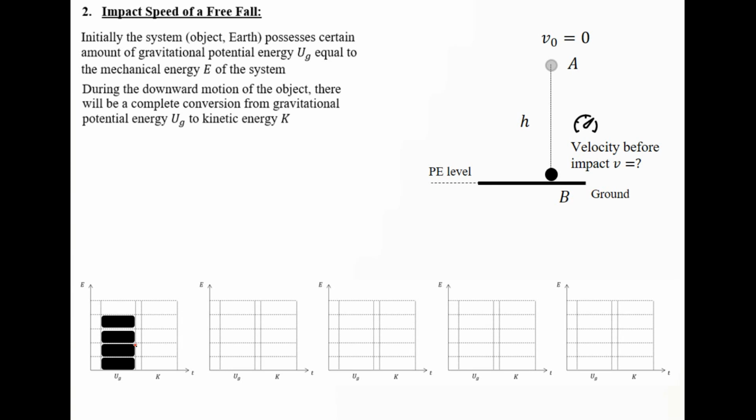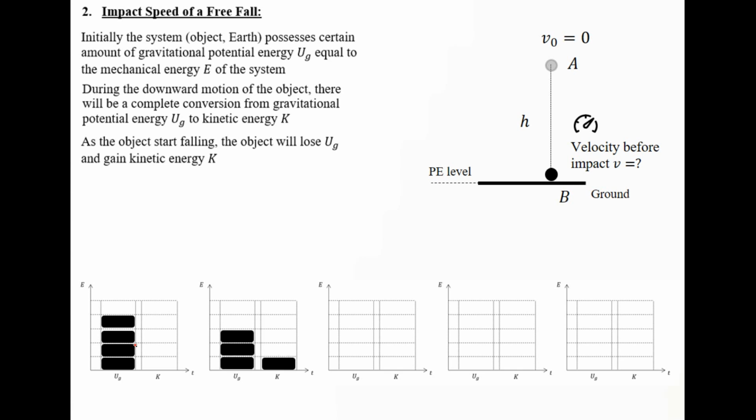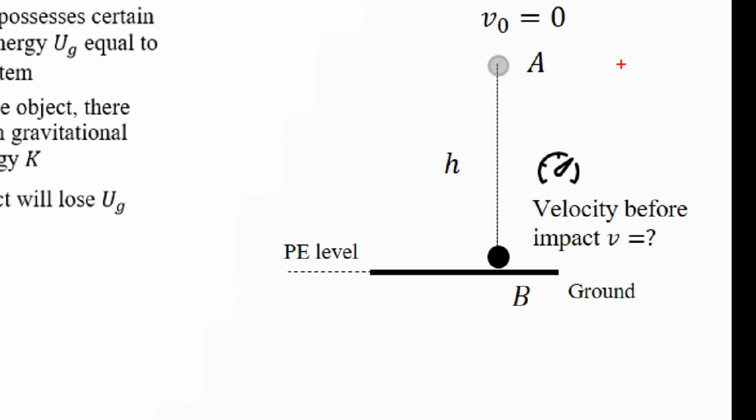During the downward motion of the object, there will be a complete conversion from gravitational potential energy to kinetic. As the object starts falling, the object will lose UG and gain kinetic energy. So as the ball moves from A to B vertically downward, h will decrease, which means mgh will decrease, which means that the system will lose its gravitational potential energy. But we know that energy is neither created nor destroyed. This loss of gravitational potential energy would be gained as kinetic energy.